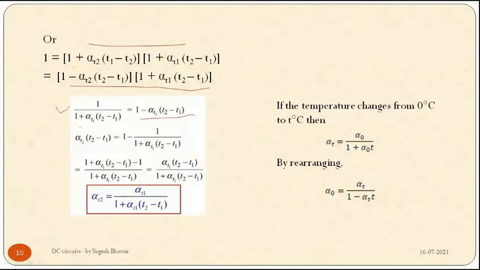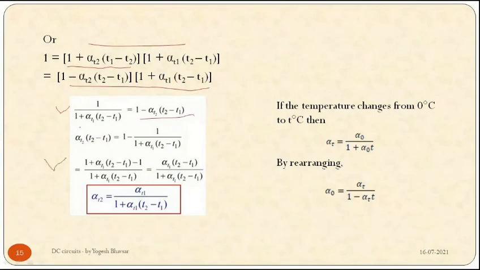Here is one arrangement that you can note. This is 1 plus alpha 2 in bracket T1 minus T2. So taking the minus sign outside of the bracket, we get 1 minus alpha 2 into T2 minus T1. When the minus sign is taken out, T1 minus T2 is replaced by T2 minus T1. Note this, it is a small arrangement of plus and minus.